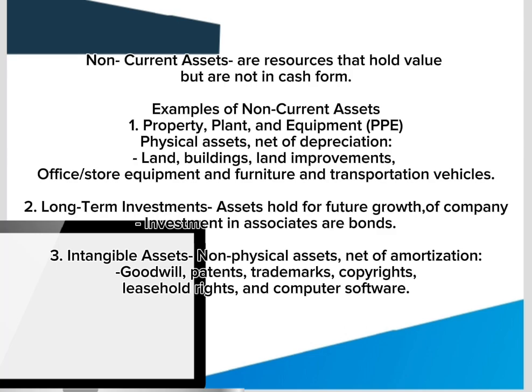As I said before, these are long-term assets used in business operations, physical assets net of depreciation. PPE, or property, plant, and equipment, includes land, buildings, and land improvements, office and store equipment, furniture, and transportation vehicles.